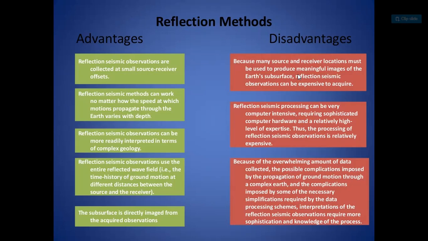reflection seismic observations are collected on small source receiver offsets.